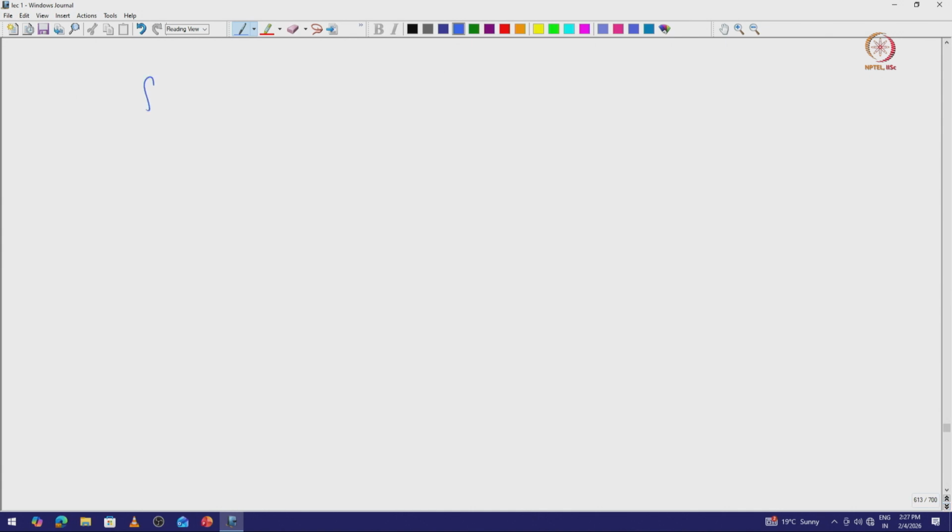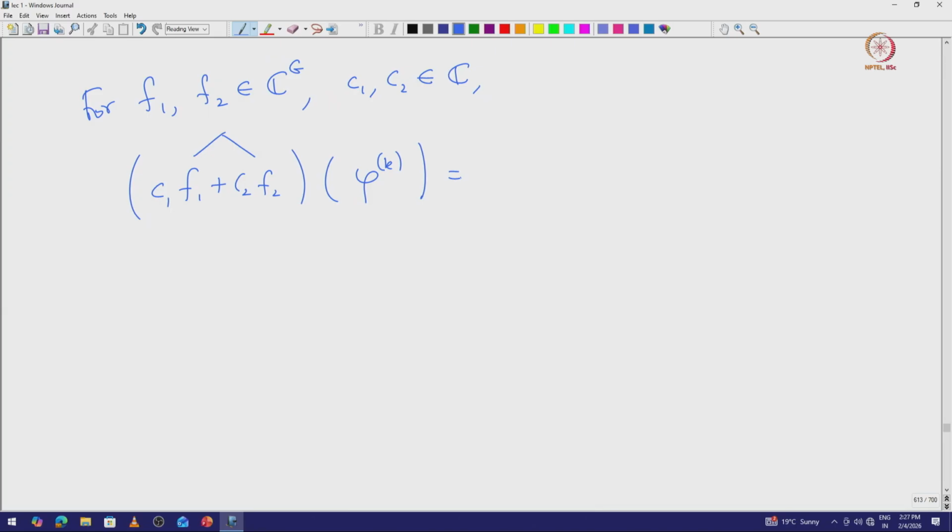If I start with f1 and f2 coming from C[G], and c1, c2 coming from C, let us look at the combination c1 f1 plus c2 f2, and look at its Fourier transform. Then evaluate at phi_k and see what happens. We want to check that this is exactly c1 f1 hat of phi_k plus c2 f2 hat of phi_k. But by definition this is exactly equal to the summation over g in G of (c1 f1 plus c2 f2)(g) times phi_k(g).